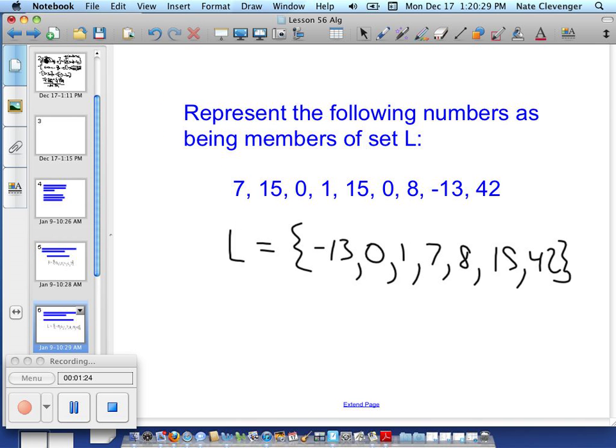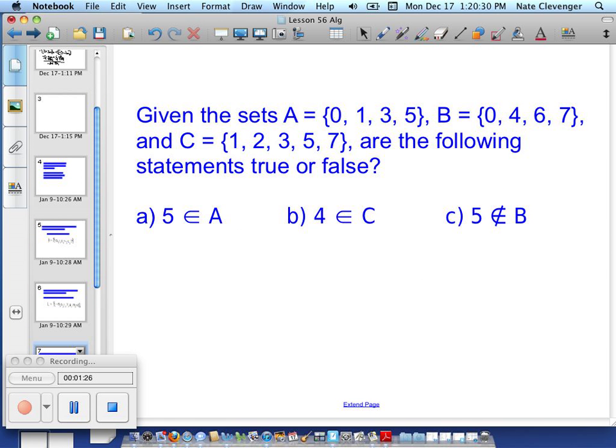Okay, now let's go on to this. All right, we have these symbols here. I'm given this information. Sets A, B, and C have these elements. Elements are members or parts of. Are the following true or false? This symbol, an E-looking type of thing, think of element. E is element. Is it a member of?